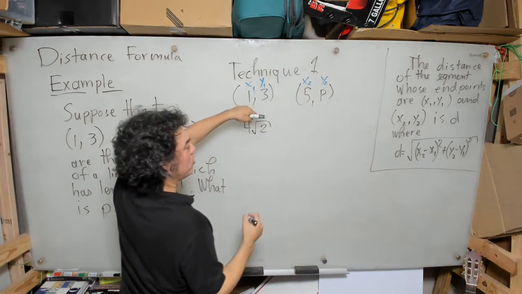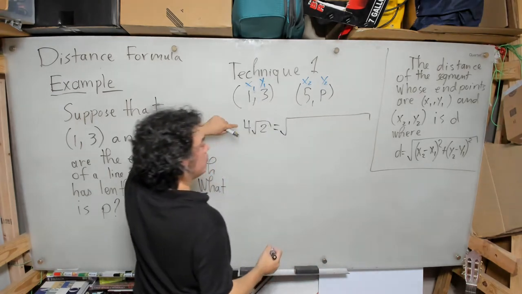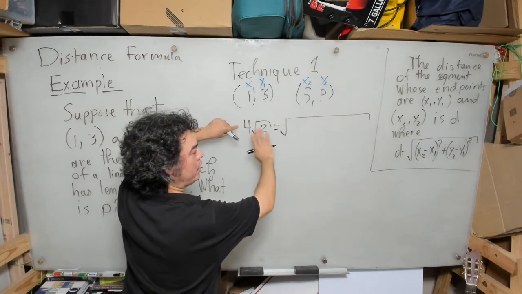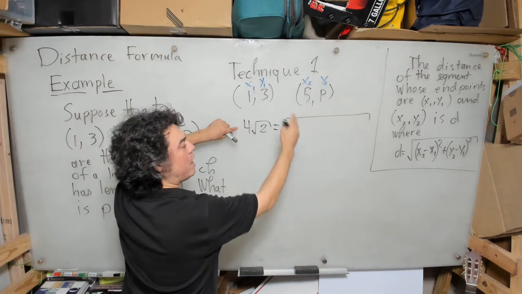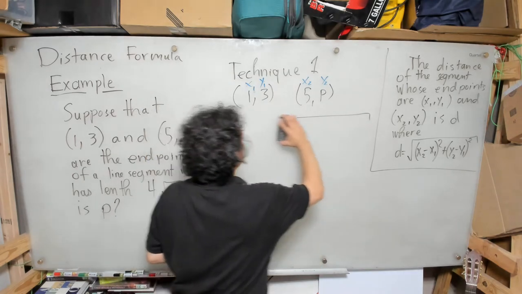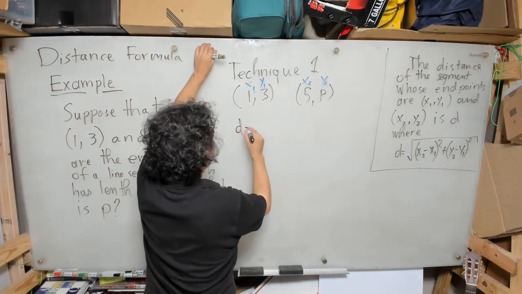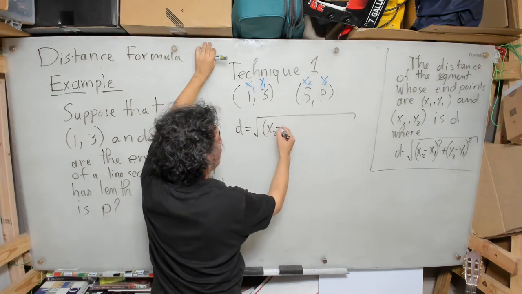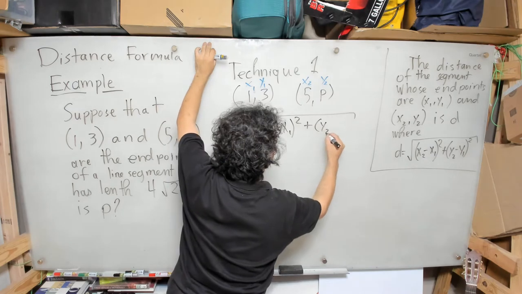So 4 square root of 2, our distance, will be equal to the square root of, and since I've already written it there without plugging in, I'm not going to write it here without plugging in, but I want you to always write it down without plugging in first, and then plug in later. I always want you to write it before you plug in, because that's going to help you ingrain this formula in your brain forever.